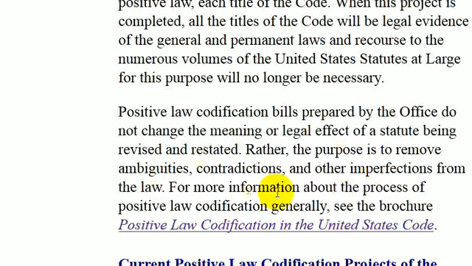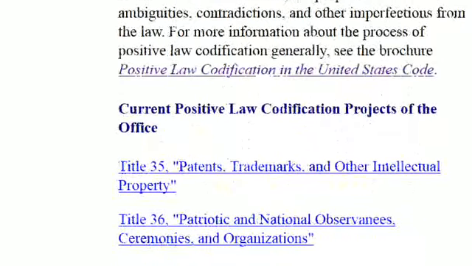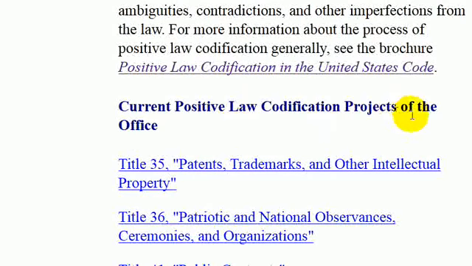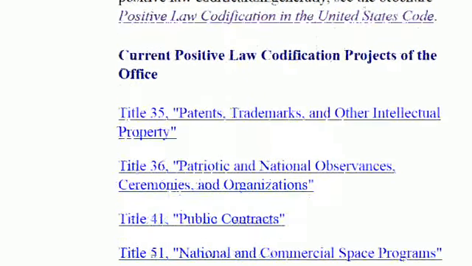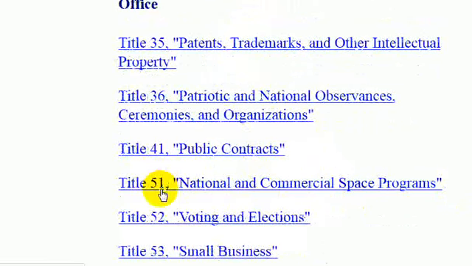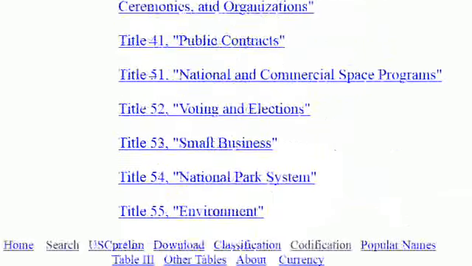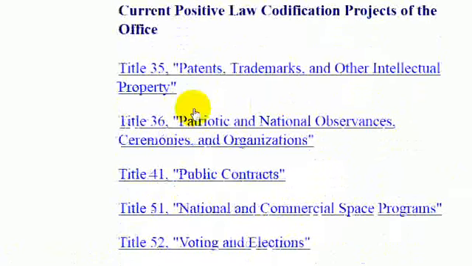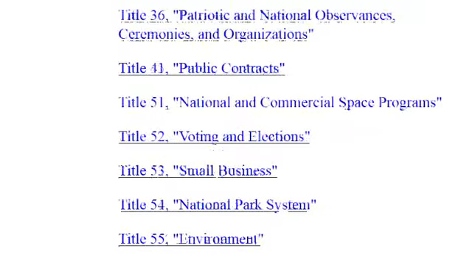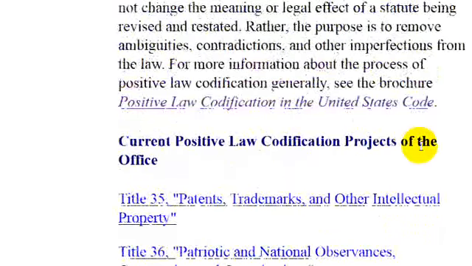For more information about the process of positive law codification, generally see the brochure. Now we're going to click on that and we're going to see that brochure here in just a little bit, but I want to show you this. Current positive law codification projects of the office. This is what they're working on right now, basically. This is what's on the table to be codified into positive law. Title 35, 36, 41, 51, some new ones here, 52 through 55. Is 26 anywhere in there? Again, people, educate yourself.